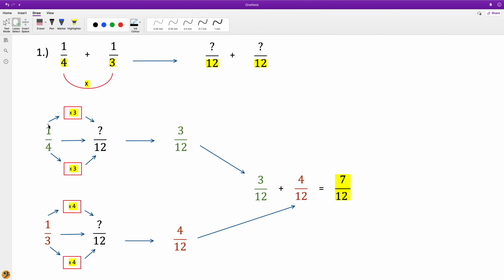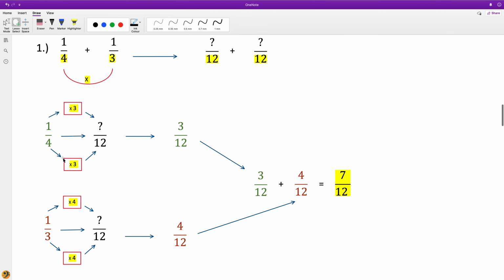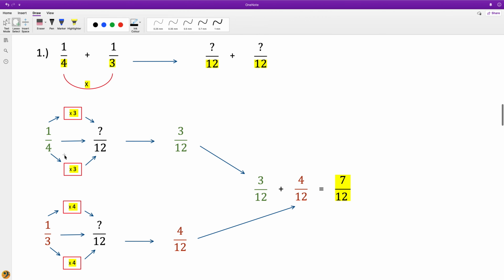So we start off with the first part of our expression, a quarter. We just basically say, what did we do to this denominator of 4 to turn it into twelfths? What we did, we multiplied by 3, just as we showed up here. We did 4 multiplied by 3. So when we write it in this format, 4 multiplied by 3 gives us 12.